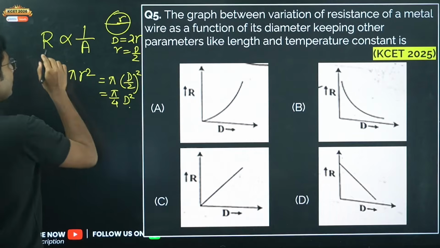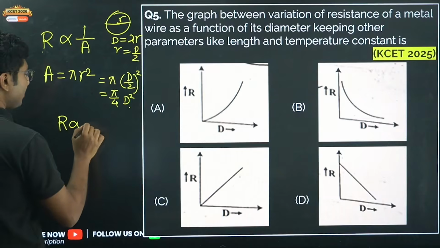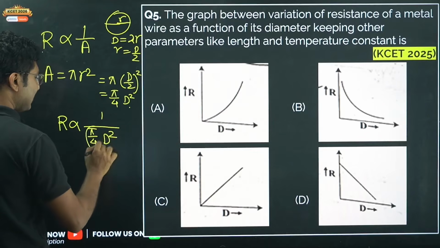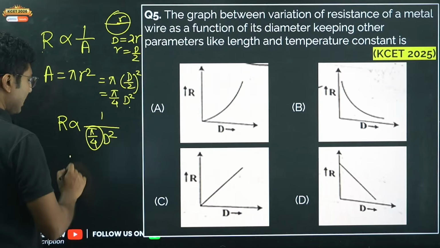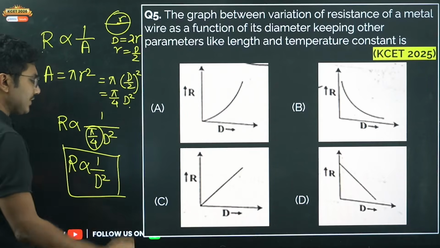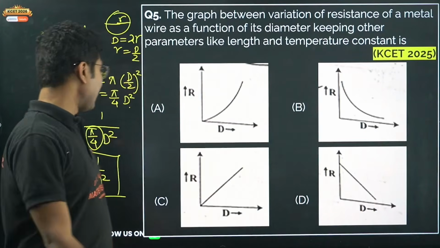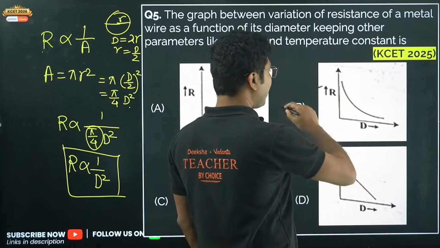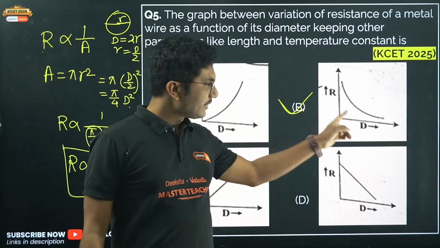Resistance is inversely proportional to area, so resistance must be proportional to 1 by pi by 4 d square. Now what is pi by 4? Pi by 4 is a constant, so resistance will also be proportional to 1 by d square. So now we know that this is an inverse square relation. Inverse square relation means the graph is like this, a non-linear graph, and it is decreasing. So the non-linear decreasing graph is only this one.